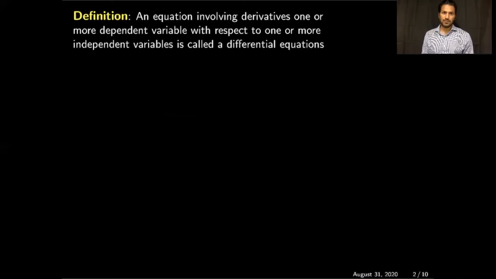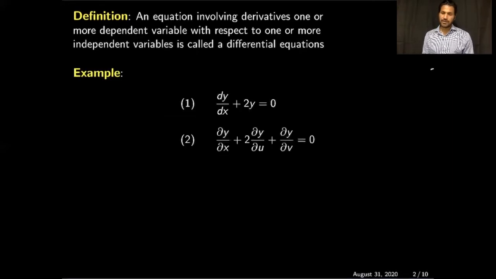What is a differential equation? An equation involving derivatives of one or more dependent variables with respect to one or more independent variables is called a differential equation. Here I have examples of two differential equations. In my first differential equation, y is the dependent variable and x is the independent variable.